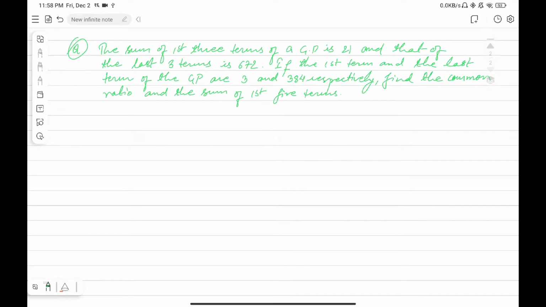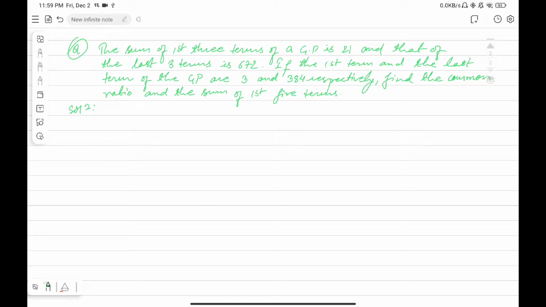So today we are going to solve a problem asked by one of my students. The question goes like this: the sum of first three terms of a GP is 21 and that of the last three terms is 672. If the first term and the last term of the GP are 3 and 384 respectively, find the common ratio and the sum of first five terms. Now let's start.